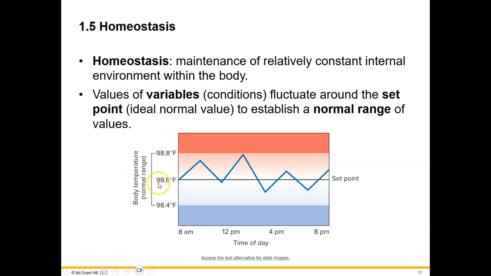And when it rises too high, above 98.8, or too low, below 98.4, your body is going to do something to try and return the body temperature to its healthy set point, or ideal normal value. So the set point is 98.6 degrees Fahrenheit in this example. The normal range is from 98.4 to 98.8.